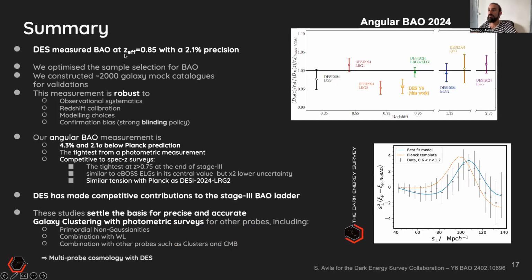So in summary, DES measured the BAO at an effective redshift of 0.85 with a 2.1% precision. It's very robust to many different things on the observational, on the modeling, and on the human side. We are in slight tension with Planck, and we have made competitive constraints with the stage 3 and stage 4 experiments, even spectroscopic ones. This sets the basis to do precise and accurate galaxy clustering with photometric surveys, and we will keep doing that with primordial non-Gaussianities, in combination with weak lensing, in combination with other probes like galaxy clusters or CMB, and eventually completing the multi-probe cosmology that was planned with DES.